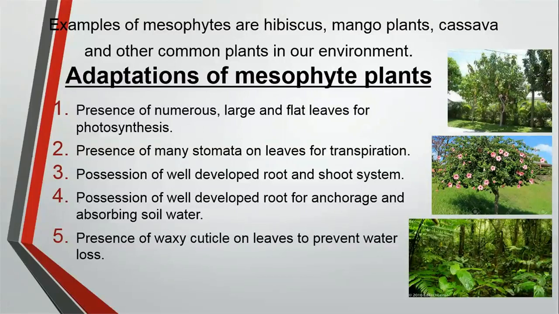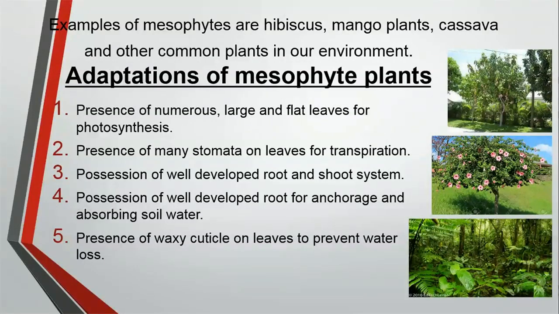Number two, possession of many stomata on leaves for transpiration. Don't forget that transpiration is the process by which plants lose water from their leaves into the atmosphere in the form of water vapor. All right. Number three, a possession of well-developed root and shoot system. The well-developed root is for anchorage. It ensures firm anchorage to the ground, and also it is used for absorbing soil water by the process of osmosis, if you remember from our class on osmosis and diffusion.